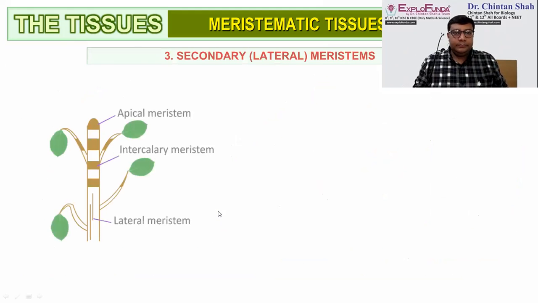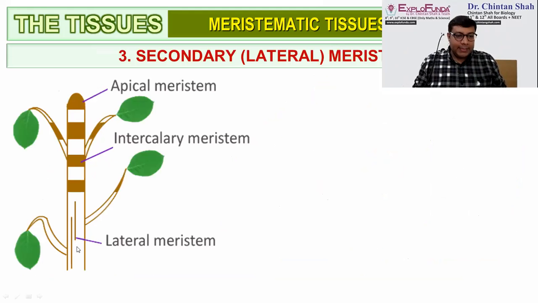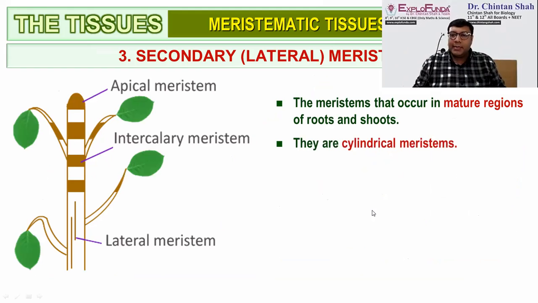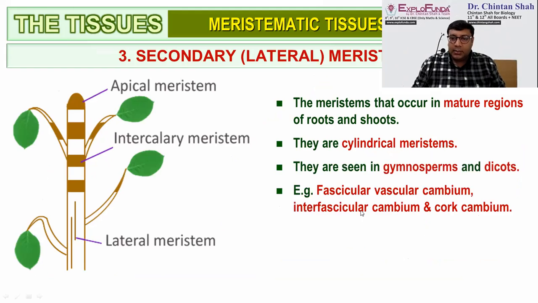Secondary or lateral meristem will increase the width. The meristems that occur in the mature regions of the roots and shoots are cylindrical meristems, and they are seen in gymnosperms as well as in dicots. So fascicular vascular cambium, interfascicular cambium, and cork cambium.